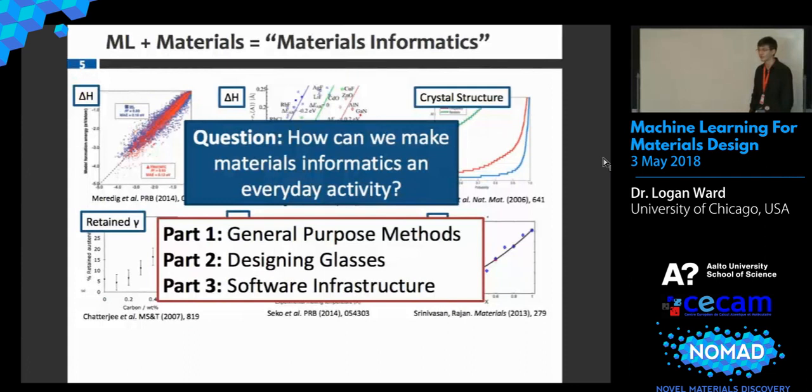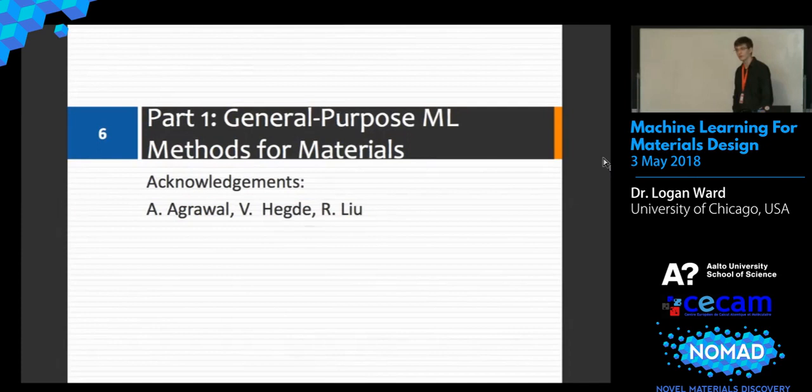In particular, I'll be discussing general purpose methods for building machine learning models for materials properties. I'll give several examples for how we can use machine learning to develop new metallic glass alloys, and then conclude with a brief discussion of some of the software infrastructure my colleagues and I are developing to help enable the use of machine learning in more activities. So as I mentioned, I'll be starting out today with the development of general purpose approaches for machine learning.